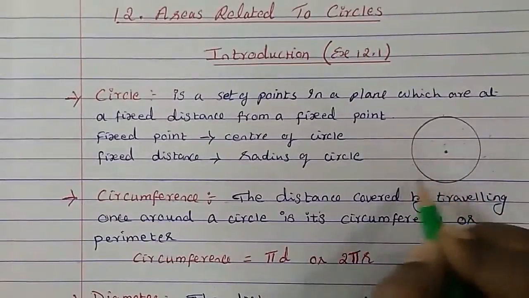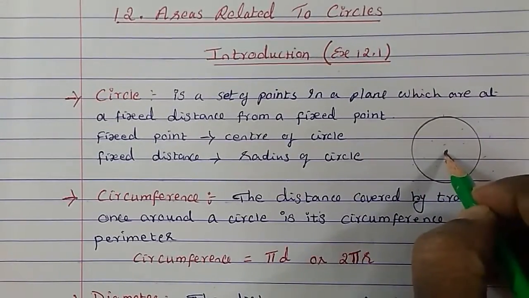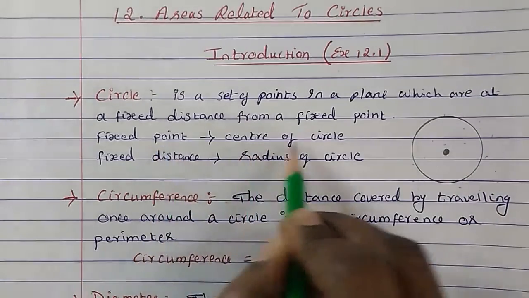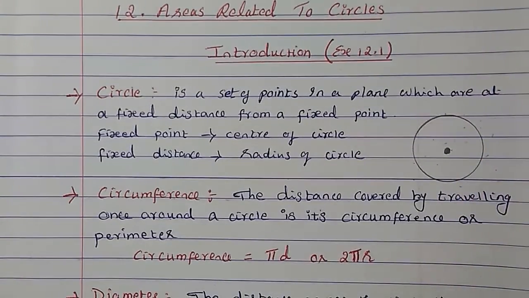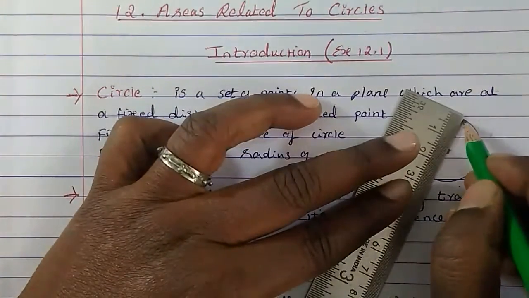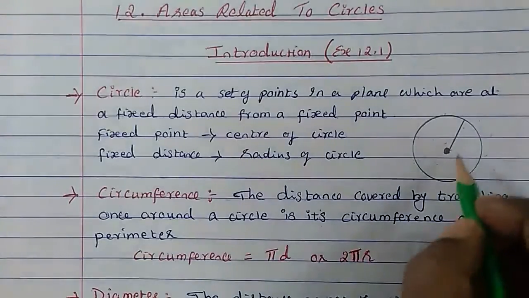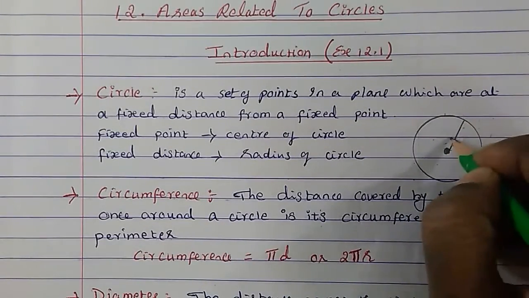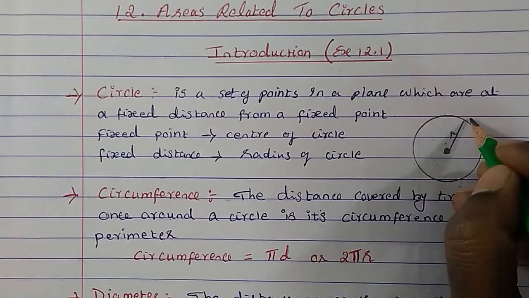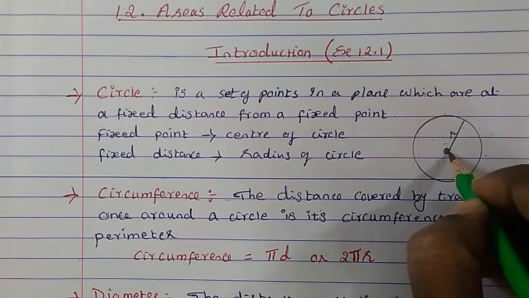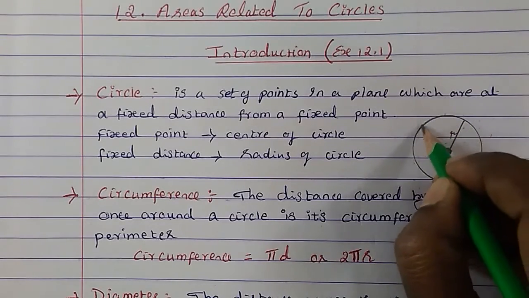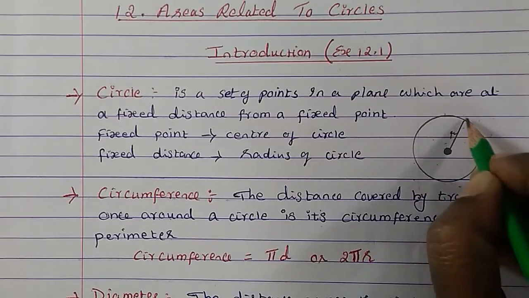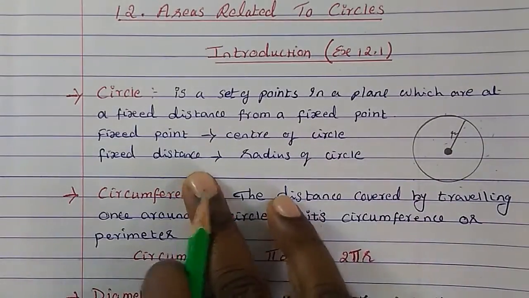A lot of points are there. This is the fixed point, and we call it the center of the circle. From this fixed point, the fixed distance, we call it the radius. The fixed distance is called the radius, the fixed point is called the center of the circle, and the set of all the points on a plane, that we call a circle.